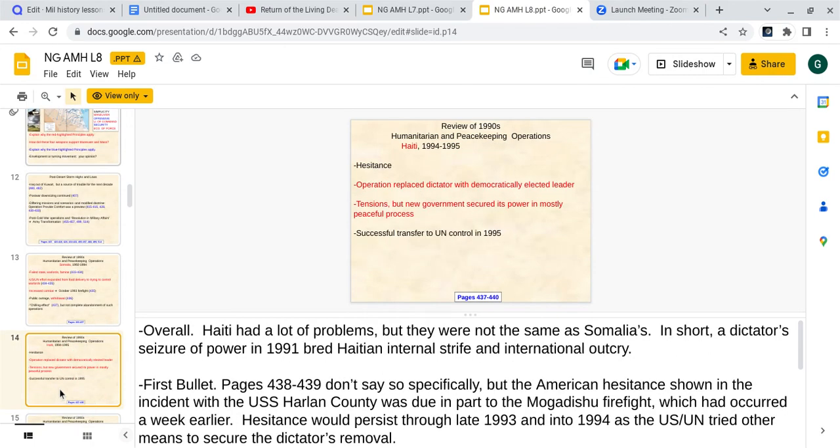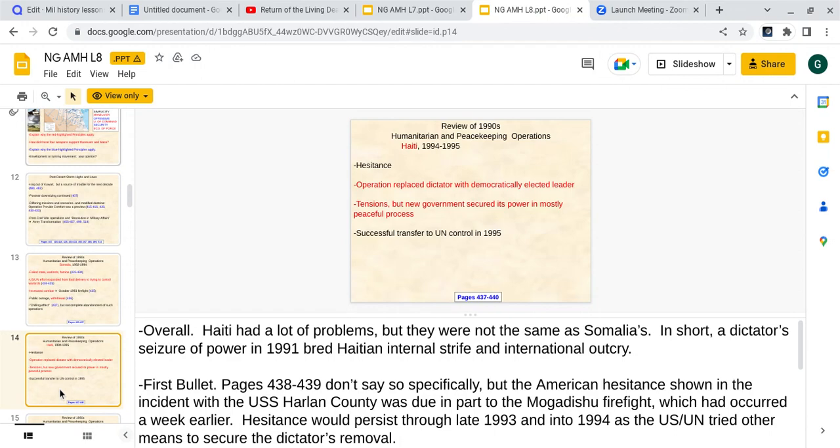Then we have Haiti, a completely different situation. In Haiti, we had to go in to replace a bad dictator with a democratically elected leader. There were a lot of tensions when this happened, but eventually the new government was able to secure its power, and it was a pretty peaceful process. So Haiti was a little bit more positive.